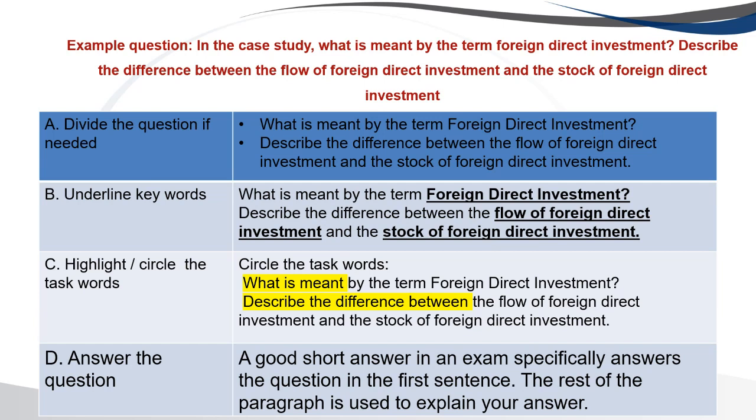Next, highlight or circle the task words. The task words are the verbs, for example, discuss, evaluate, describe the difference between, and so forth. And lastly, make sure that you consider the keywords highlighted in the question as well as the task words when you are answering the question. And remember, a good short answer in an exam specifically answers the question in the first sentence. The rest of the paragraph is used to explain your answer.